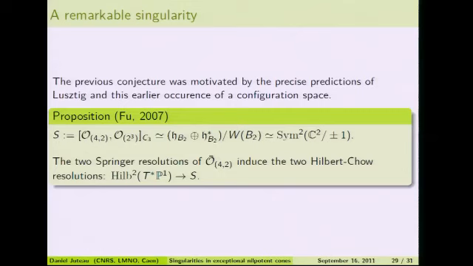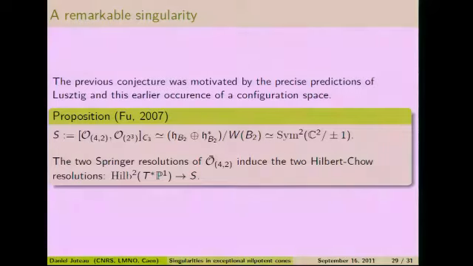So now, I told you Bauer immediately thought about those singularities, because there was this precise information by Lustig, and also he had done earlier work where he found a configuration space in a classical nilpotent cone, SP6. So if you look at those nilpotent orbits, you have a poset which is like a square, like that.